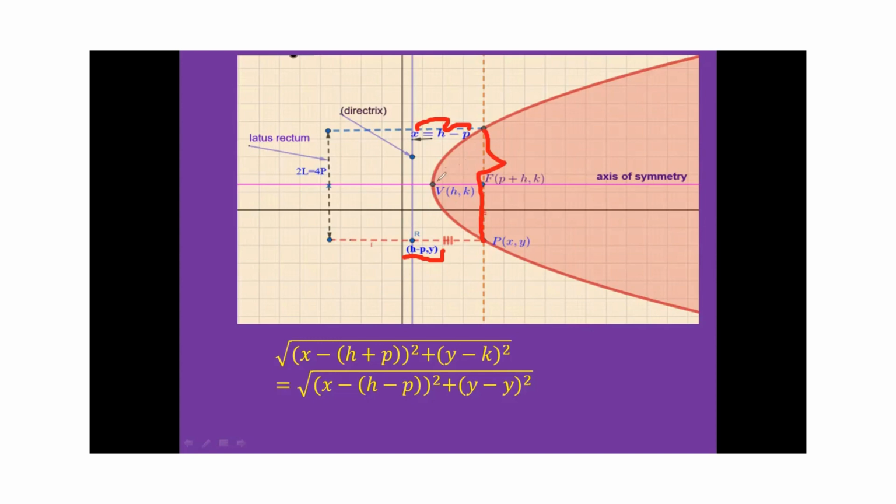This is the focus and this is the vertex of the parabola. The distance from the vertex to the focus is the focal length, which is called p. The distance between the two ends of the latus rectum is 4p, so L equals 4p.